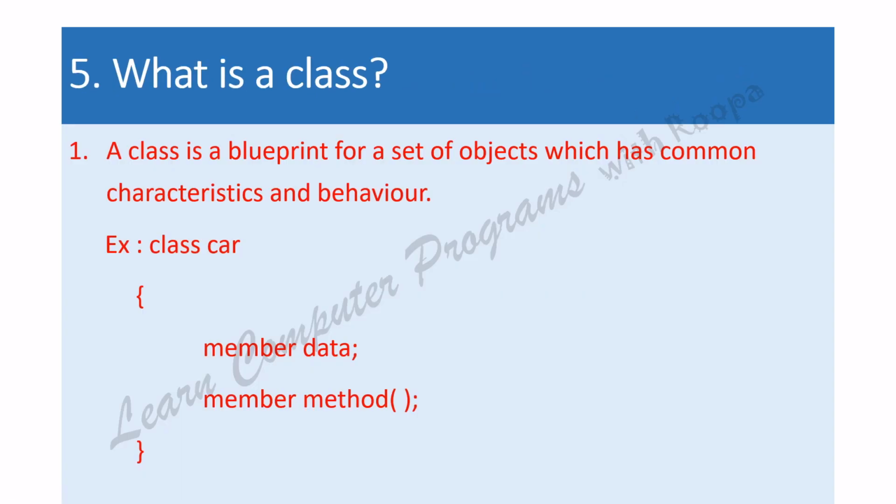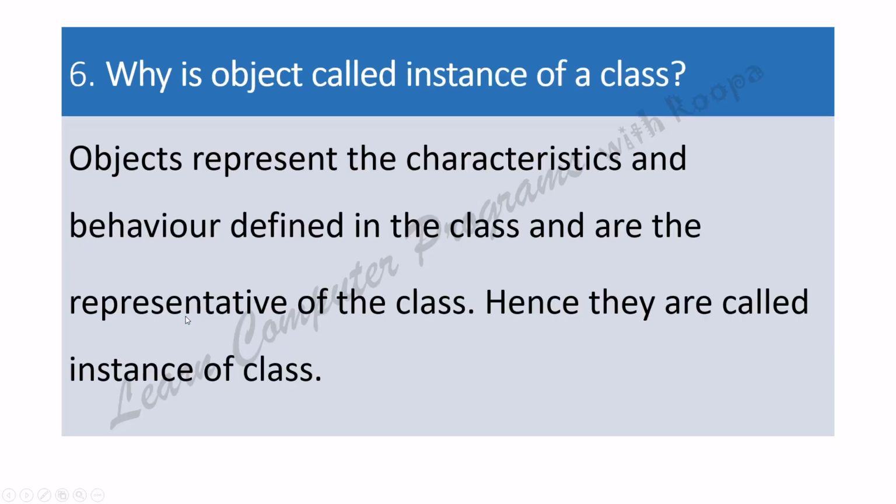What is a class? A class is a blueprint for a set of objects which has common characteristics and behavior. So these words, blueprint, common characteristics, behavior, are important. If you write this correctly, you get full marks. And I have given a simple example, just a code snippet: class Car, and member data, member method. So if they ask you to explain with a class example, you can say here int modelNumber, String color, and any method like void halt, void stop, any simple example you can give.